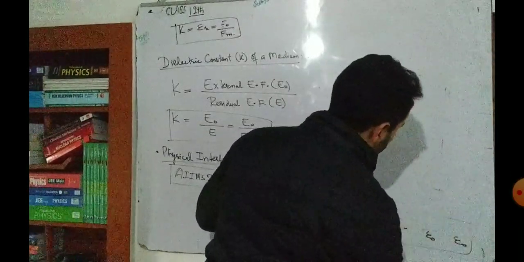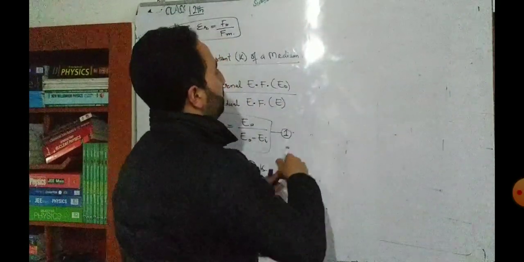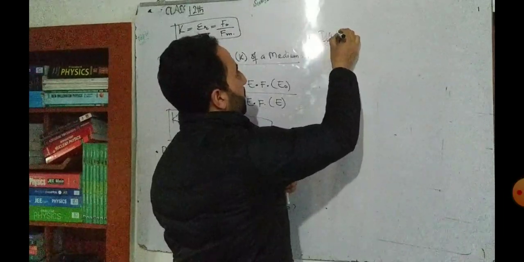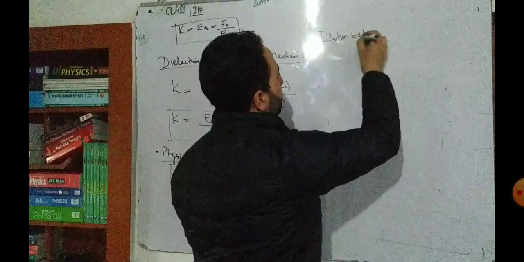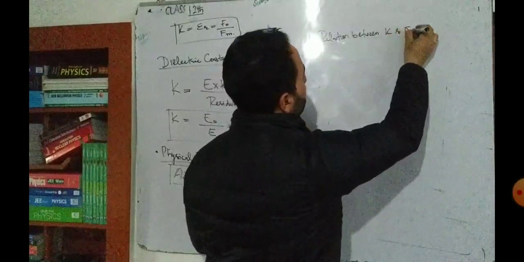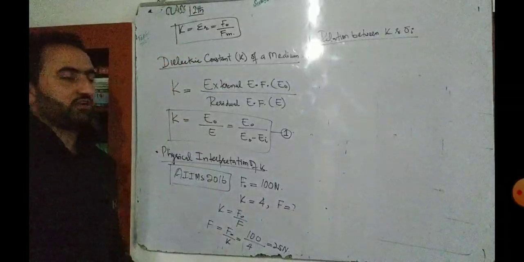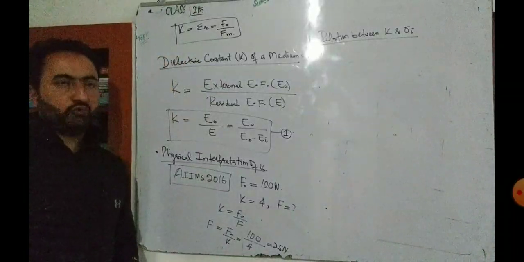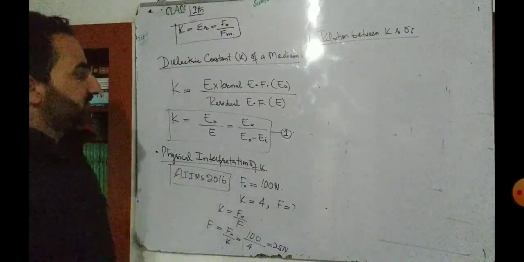Another important equation, and that is the relation between K and sigma I. Relation between K and sigma I. At times the question is asked on this. That sigma is given to you and the K is given to you and you are supposed to calculate sigma I or otherwise. ठीक है ना बेटा?